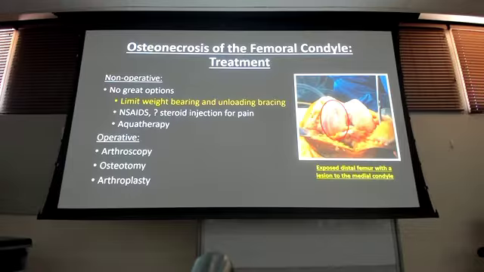NSAIDs, steroid injection for pain. Okay, we talked about this, right? Can steroids cause advance in the degenerative process? Yes, right? So I would tell you this, it's probably going to be a decision that's made by a specialist and not at the primary care level. Good to go? Okay.